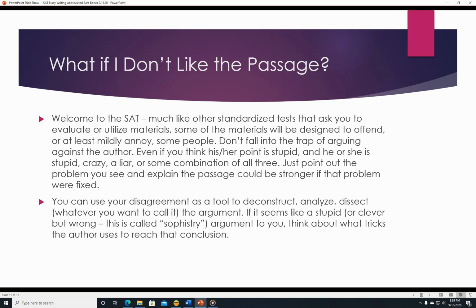If you really, really agree with the person, again, don't just talk about how great they are or how great the argument is without explaining how the argument is great: what tools, what rhetorical tricks, what facts, what kind of logic this person uses, what appeals to emotion this person uses to make his or her argument. Okay?